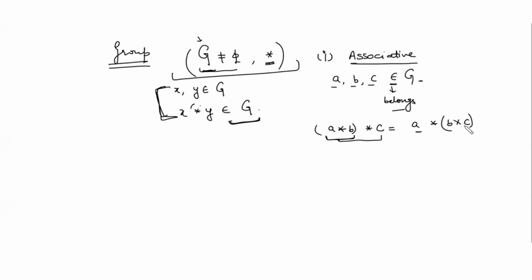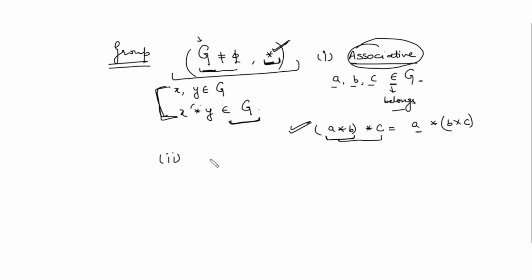So if this thing holds, then you will say G satisfies the property of associativity with respect to the binary operation star. Is it clear? The property of associativity. Yes, ma'am. So if the elements of G satisfy this thing, you will say G satisfies the associative property with respect to the binary operation star.